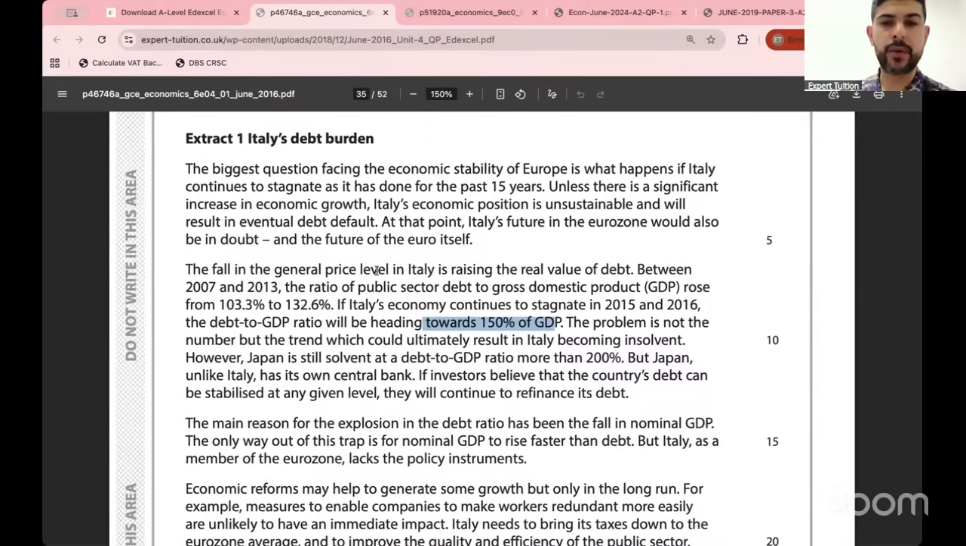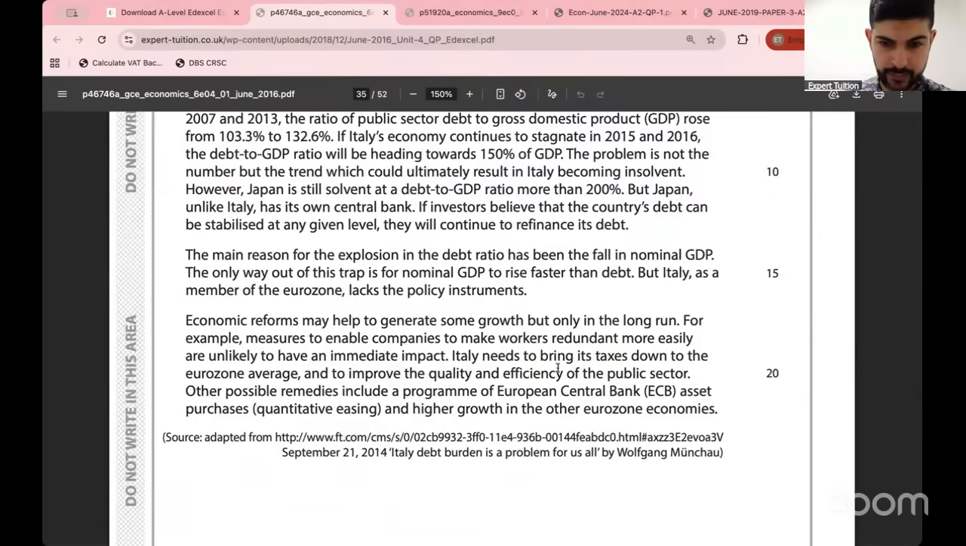So if we now look at the extract, it goes boom. Italy needs to bring its taxes down to the Eurozone average. So the evaluation is, however, Italy may be able to escape this trap through expansionary fiscal policy. And by the way, again, clue upon clue upon clue. That year, the following year, the 15 marker, paper two, is expansionary, or they call it loose fiscal policy, to stimulate growth in the Eurozone. This is expansionary fiscal policy. This is loose fiscal policy. So you go, they could use loose fiscal policy or expansionary fiscal policy.